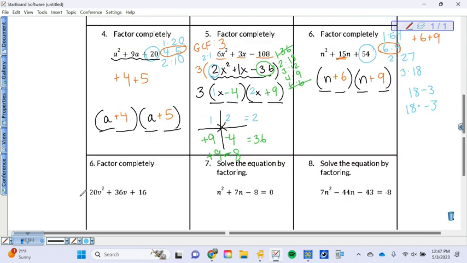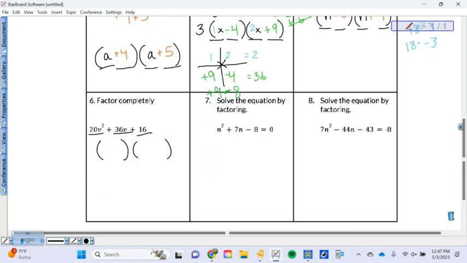Number 7, still factoring, right? Still coming up with our 2 binomials that multiply together to get me this. But what do you notice about these 3 numbers? They are all positive. What else do you notice? What is it? Not 16, not 6, not 2. There it is. You can always check for it.